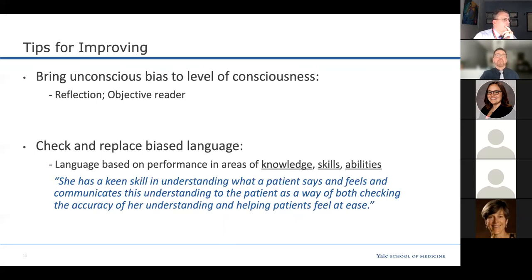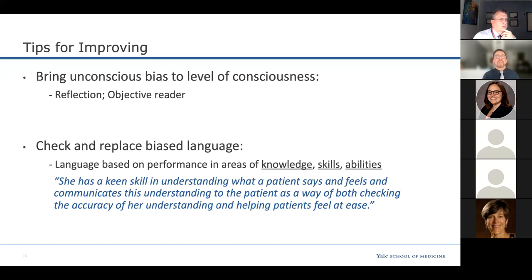So one is to bring unconscious bias to the level of consciousness by having the individual assessors reflect on what they wrote, maybe having an objective reader, and maybe a blind reader, not knowing who the student is, read the evaluations for the sake of eliminating bias. And maybe this could be done on a systematic basis, rather than an individualistic basis.